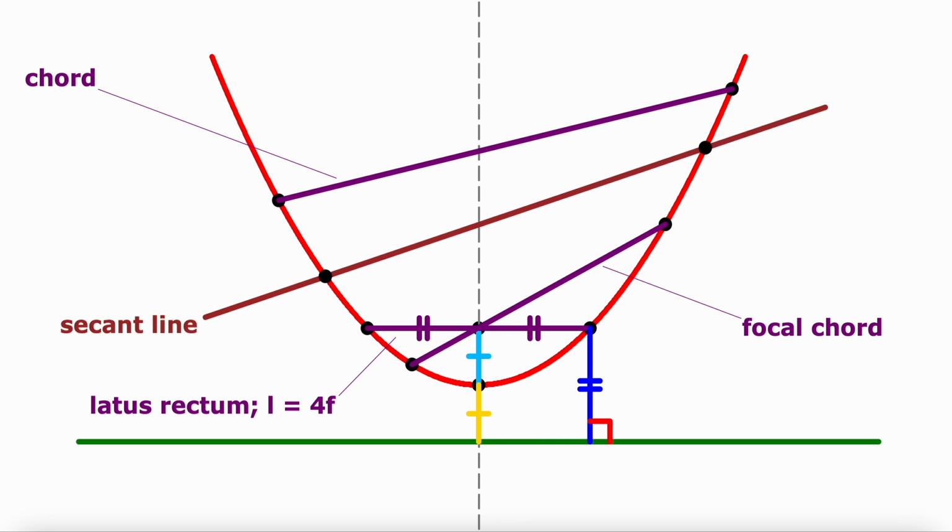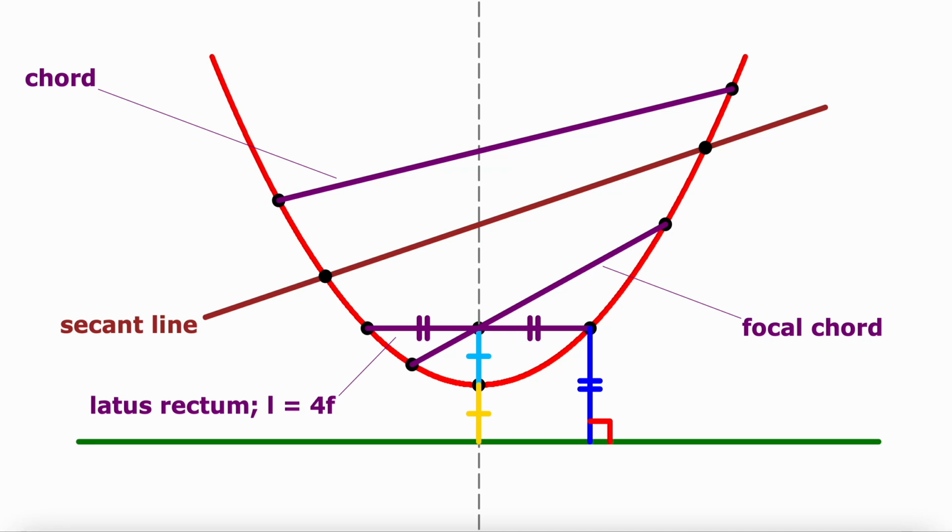A chord is a line segment whose endpoints lie on the parabola. Focal chords and the latus rectum of the parabola are special types of chords. A parabola can have infinitely many chords. A focal chord is a chord which passes through the focus. The latus rectum of the parabola is a special type of focal chord. A parabola can have infinitely many focal chords.